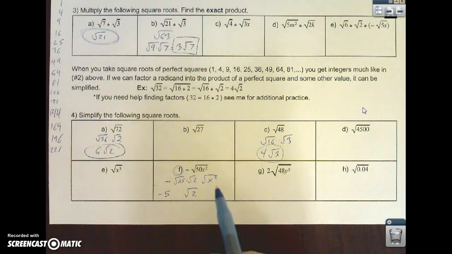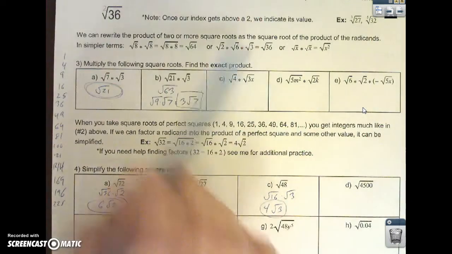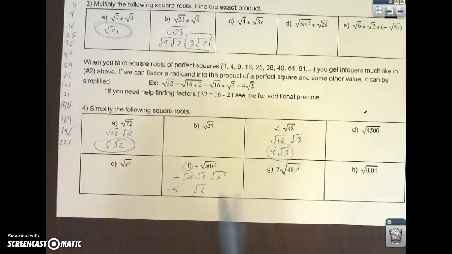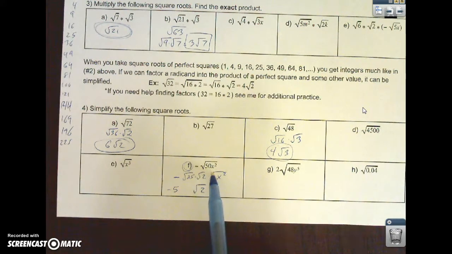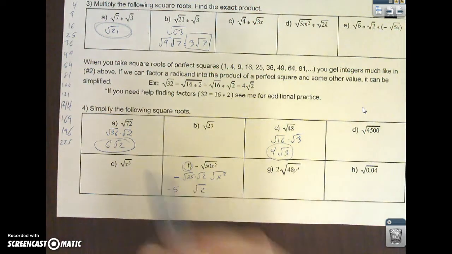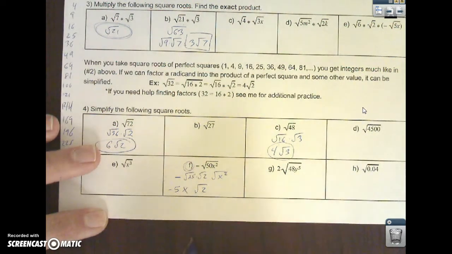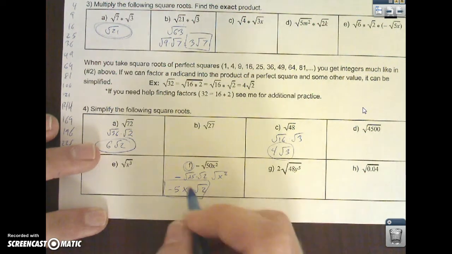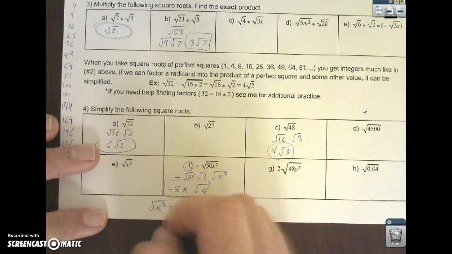Ladies and gentlemen, the square root of 2, the number that you have out here, like we talked about up top here a little bit, is like an imaginary 2. Okay? So when you have an even number for your exponent for your variable, what you can do is 2 divided by this imaginary 2 here. What's 2 divided by 2? 1. So we can actually pull this out and get negative 5x root 2. The square root of x squared is x.